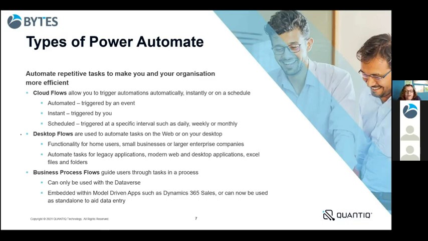So people are now creating business process flows for data entry purposes. It's very, very short. It guides people through a process, gives them a set order in which to do things. And again, it's really useful for data quality, cleansing data and making sure that people are doing the same thing in the same way every time. Really good for repetitive work. So that's our types of Power Automate.